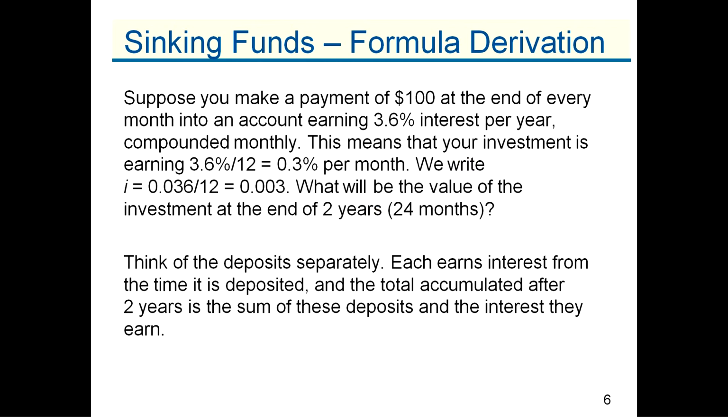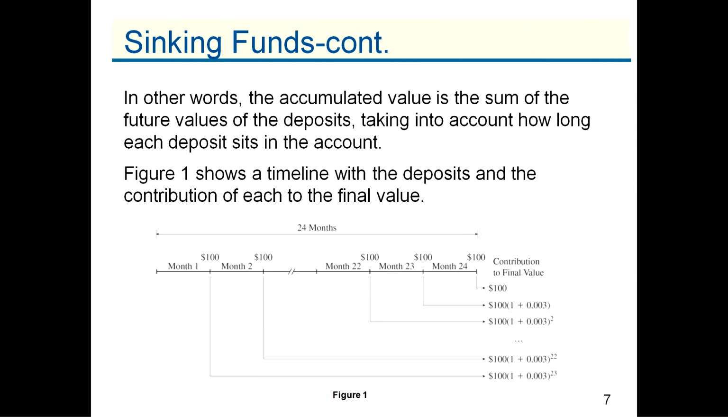So we can think of this separately. All right, so the first deposit, each is going to earn interest from the time it's deposited, and the total amount accumulated after 2 years will be the sum of them all. You're going to just add them all up. So over the course of the 24 months, you can see here we've taken $100, and from month 1 to month 24, this is how much money we made. For month 2, we're going to deposit 100, and between month 2 and month 24, this is how much money we've made. Same thing here.